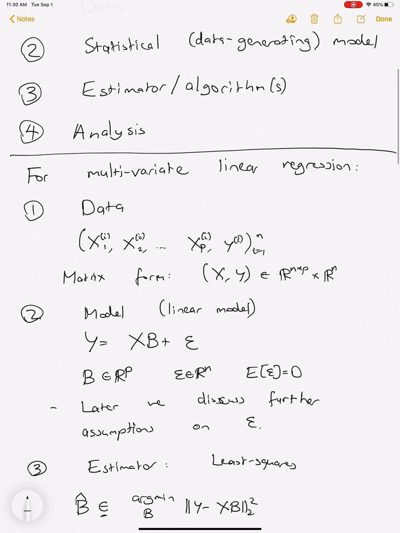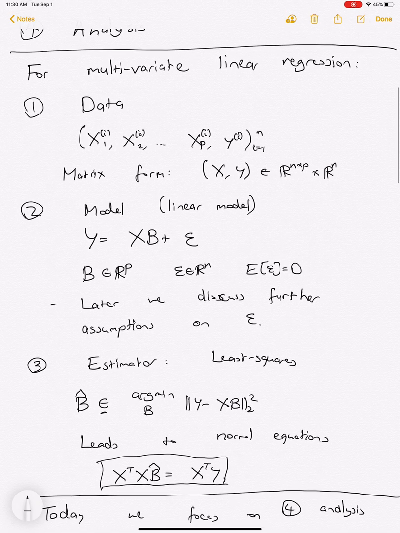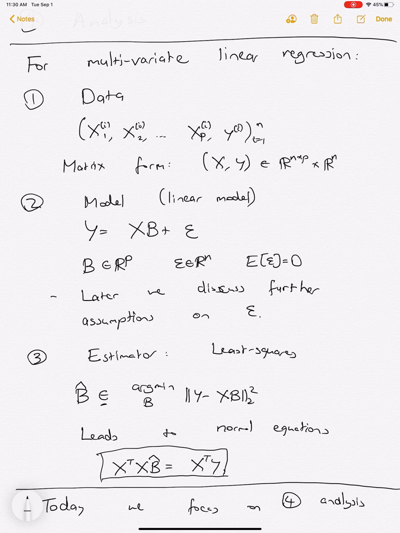So we started to talk about multivariate linear regression in the previous lecture. And so we covered, I'd say, the first three components of that, which were the data, the model, and the estimator. So the data here is we have p variables x and then a response variable y. And we're able to very conveniently write this in matrix form. So x is an n by p matrix, where n is the number of samples and p is the number of covariates or features. And we have an n-dimensional vector y, so one for each sample.